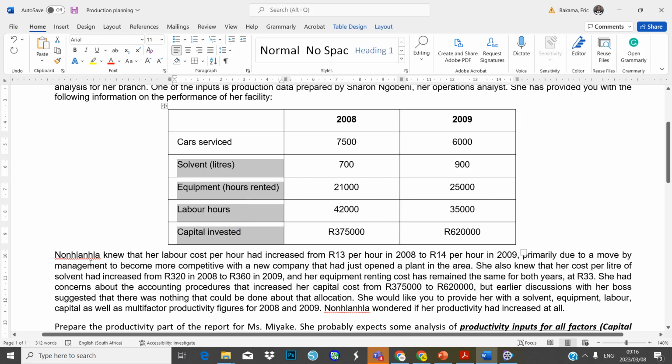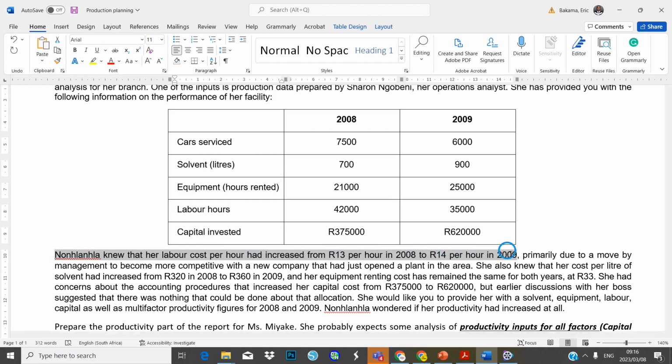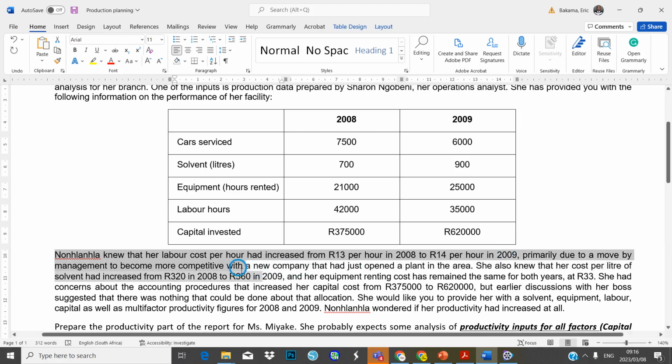Now, Nomtansla knew that the labor cost per hour had increased from 13 rand in 2008 to 14 rand in 2009. As you know, there's always a salary increase every year, I think by 8%, something like that. And with inflation in the economy, prices always increase; they won't remain the same. This was primarily due to a move by management to become more competitive with a new company that had just opened a plant in the same area. She also knew that the cost per liter of the solvent increased from 320 to 360 in 2009.